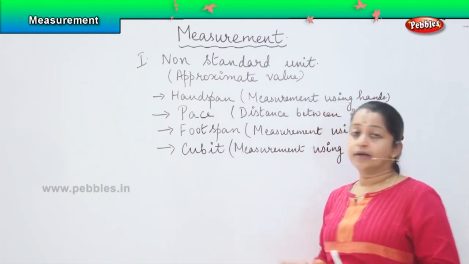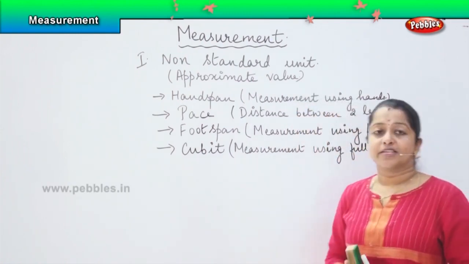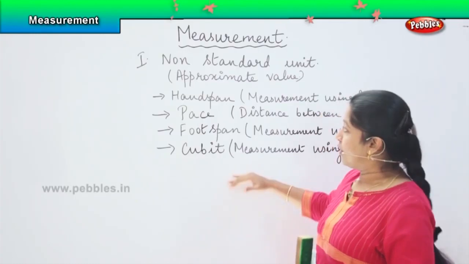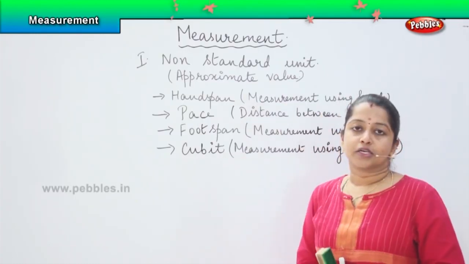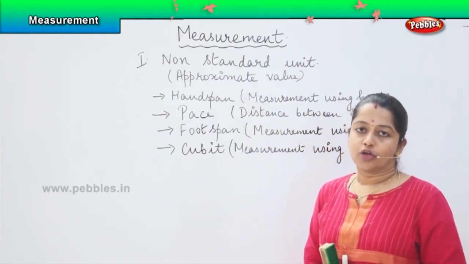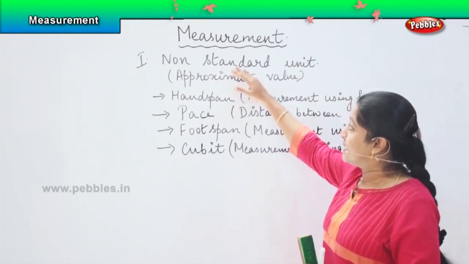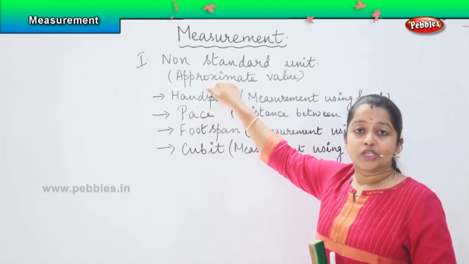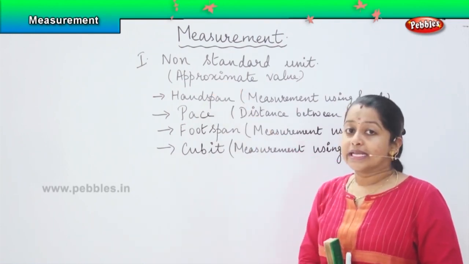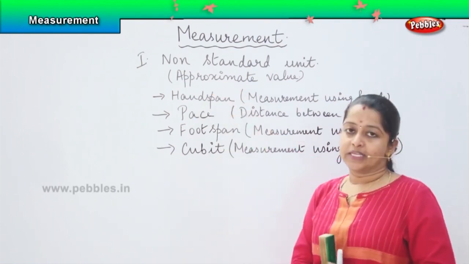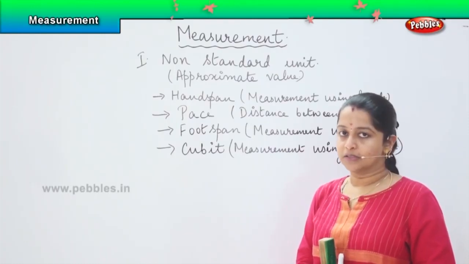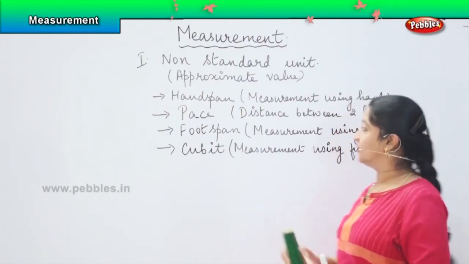So during earlier days, when these measurements were not invented, people used these methods to calculate the value of an object. Clear? So as I told you, this is used only to find an approximate value. You cannot get an exact value using these methods. Clear? Shall we move to the next method?